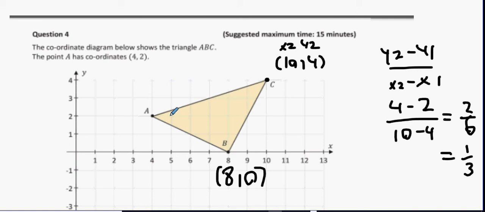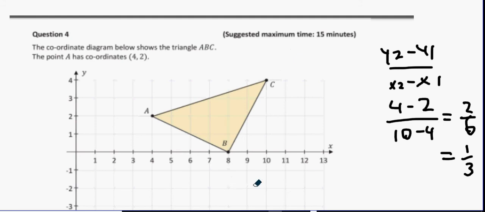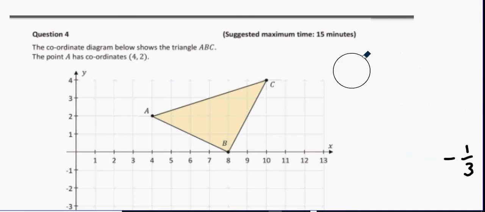You could do the slope formula for both of them. I already have the slope of, which one do I already have the slope of? I have the slope of AC, but look, here I'm going to do. I'm not going to use the slope formula because it's slower. Okay, so I'll show you how I do it in an exam.